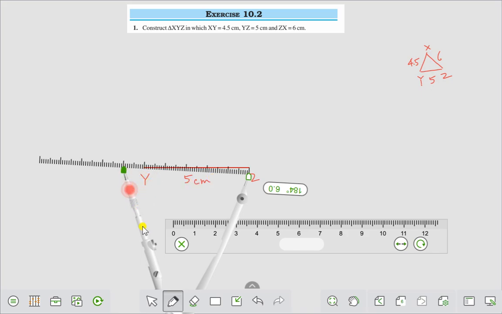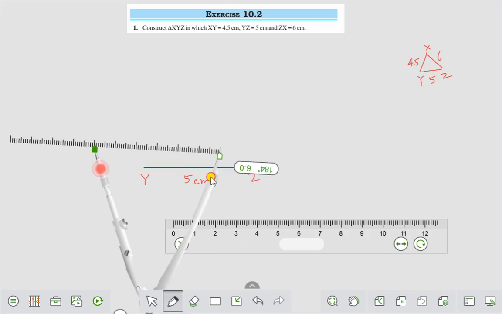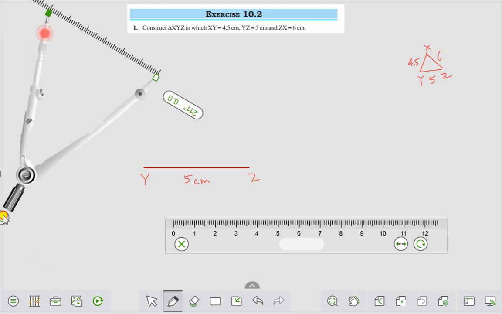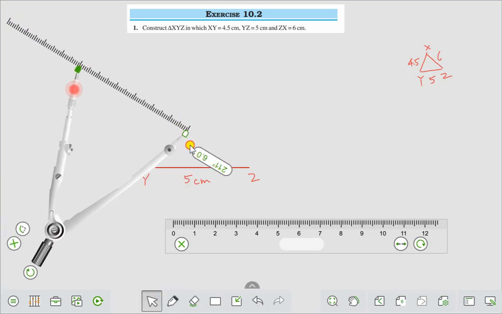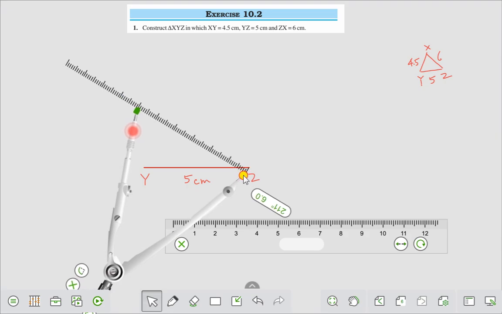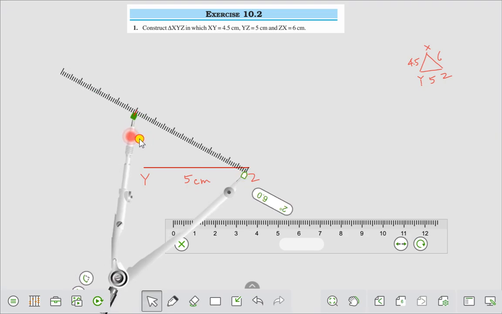Putting this pointer at this point, at point Z, we draw an arc here.